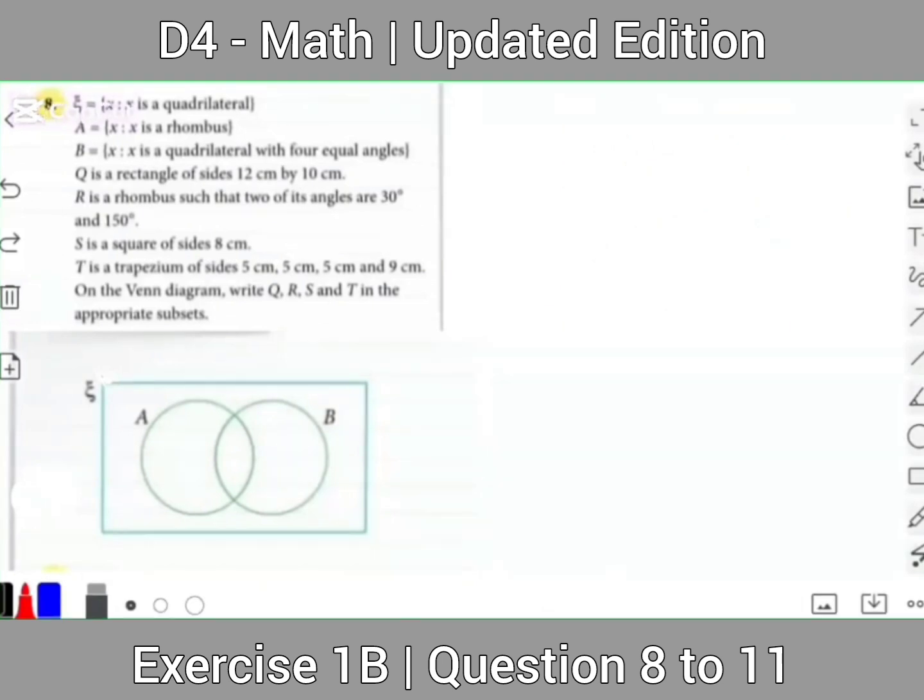So the concept we have discussed, we can easily apply in the Venn diagram that is given in the question. First, have a look at what a quadrilateral is. A quadrilateral is a 2D shape with four sides, four vertices and four angles. Now let's see what a rhombus is. A rhombus is a four-sided shape. All sides are equal, opposite sides are parallel to each other, and opposite angles are equal to each other. The rhombus looks just like this diamond shape. This is a rhombus.